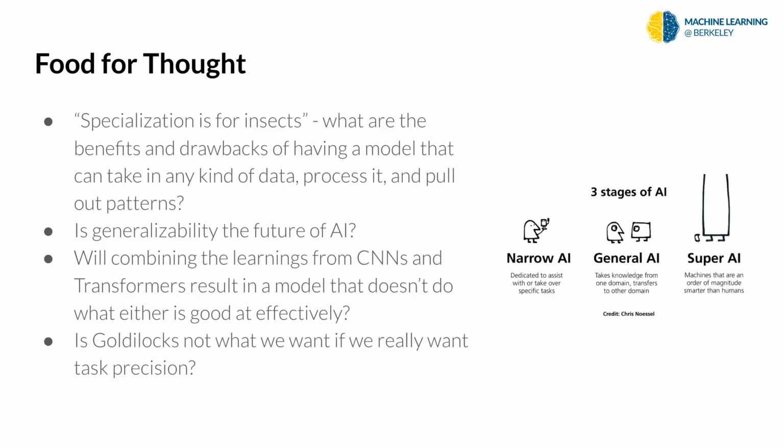But this also begs the question, is Goldilocks not what we want if we really want task precision? For medical tasks, do I want a model that's been really specified to the task at hand, or do I want some generalizable model where maybe this is faster to be generalized, or do I want something incredibly specific? And the answer is probably the latter. So maybe transformers aren't the best for that, and we can come up with some other architecture that's really specific.